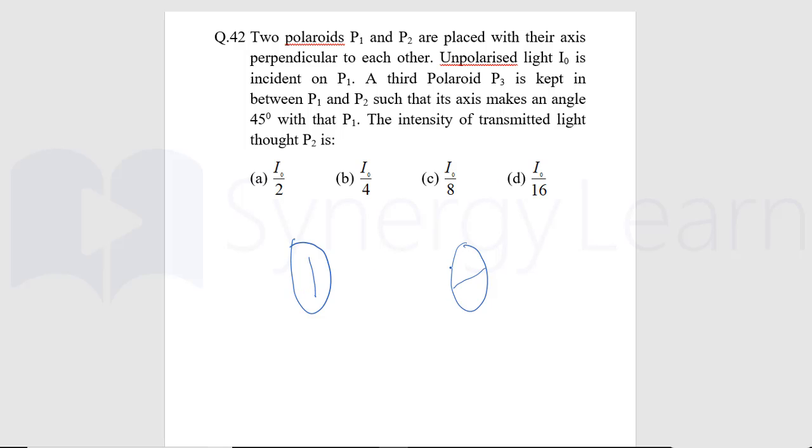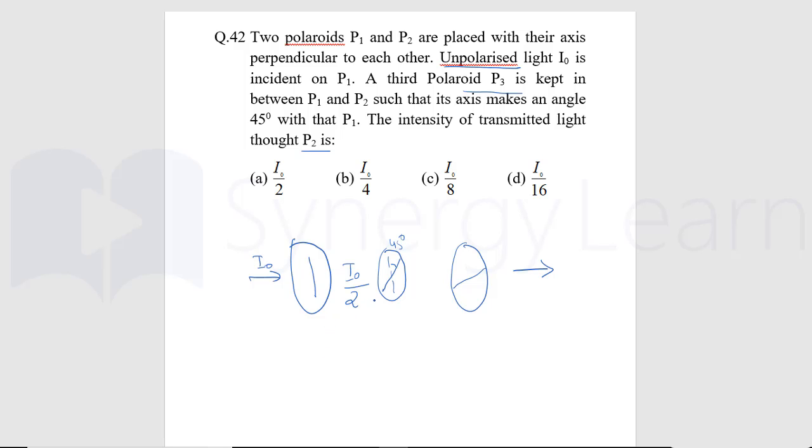Say one has a vertical axis, the other has a horizontal axis. A third Polaroid P3 is kept with its axis at 45 degree angle. The intensity of transmitted light through P2. Thus, now the unpolarized light is incident here. So when an unpolarized light is incident through a polarizer, the intensity crossing is I0 by 2.